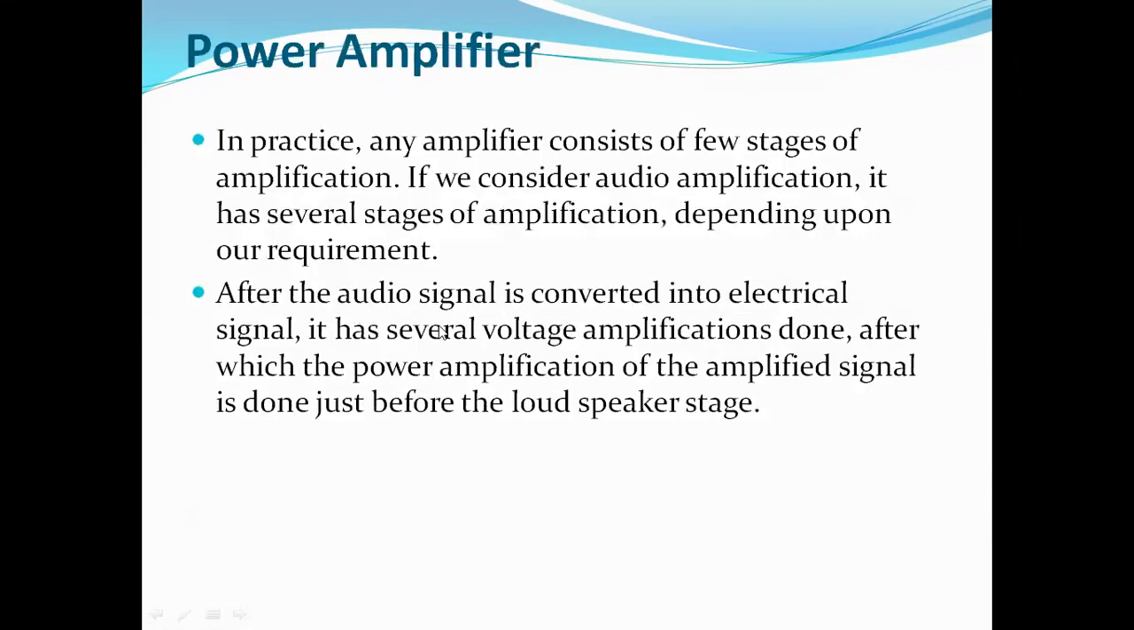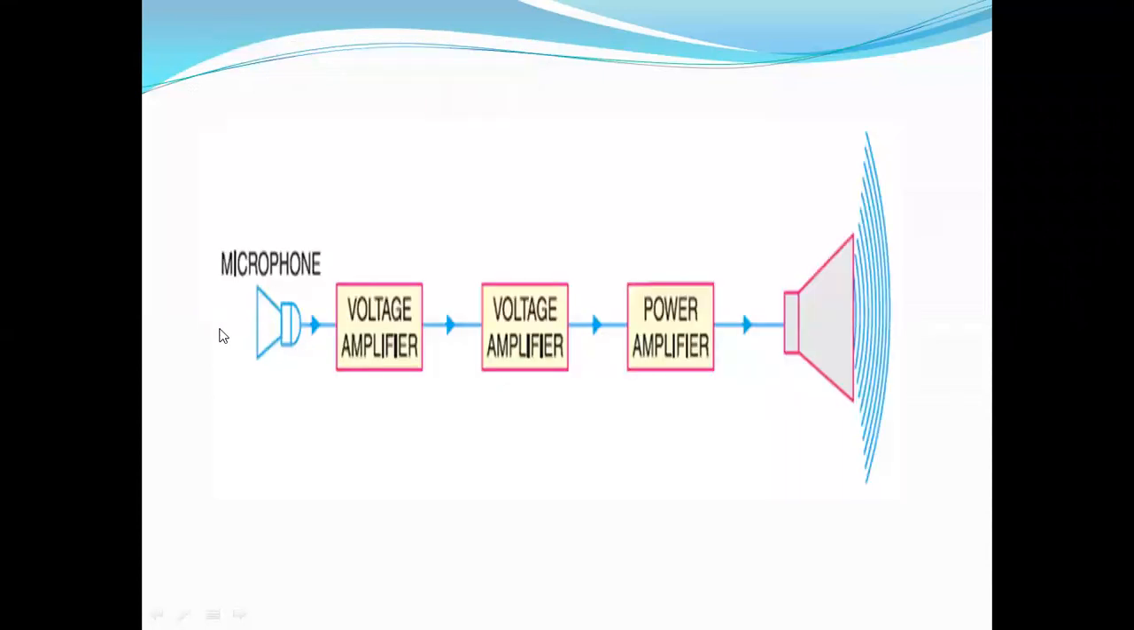After the sound signal is converted into an electrical signal, it goes through voltage amplifiers, which perform the voltage amplification. After the voltage amplification, the power amplification is done by the power amplifier before the loudspeaker stage. So here the sound signal is amplified up to the required level by the use of these amplifiers. That is the operation here.